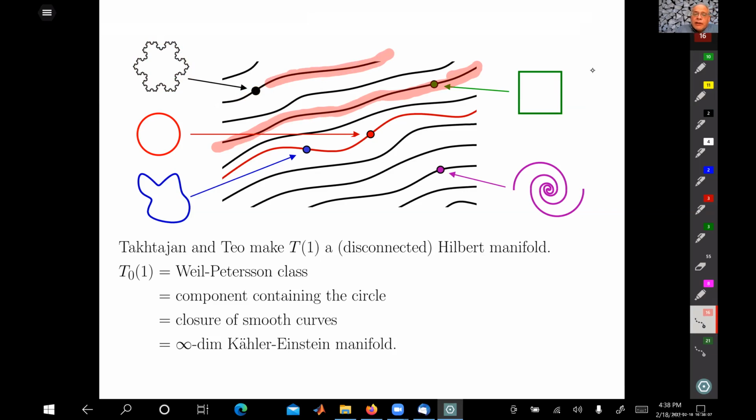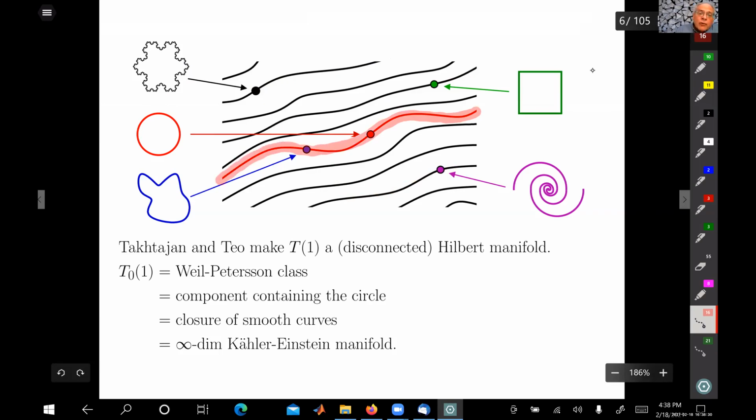So basically, Takhtajan and Teo cut the space of loops into uncountably many different fibers, which contain different closed loops. And the question is, which ones are only a finite distance apart, which ones are in the same fiber, and which ones are in different fibers. The most interesting fiber I colored in red. It's the one in the middle here.